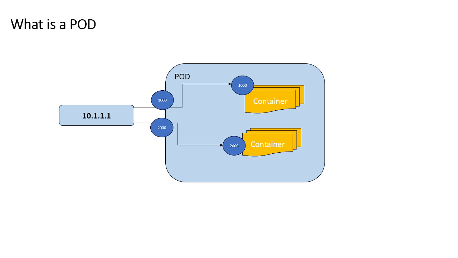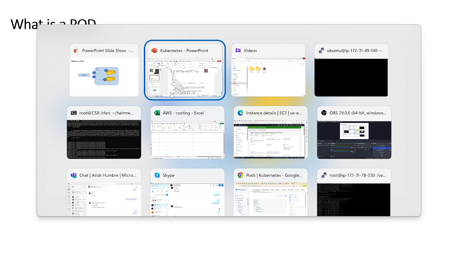Every pod has a unique IP address. So that was the theoretical information we have seen. Now let's talk a little bit about the practical side.